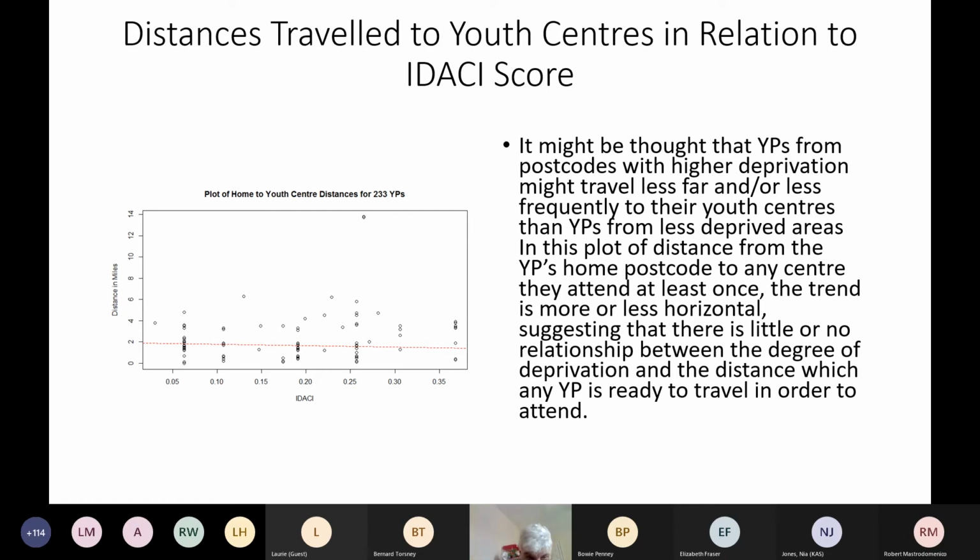And again, I took the least squares line, that is the line that is at minimal distance from all the points. And again, it's virtually horizontal, suggesting that the distance that young people can or will travel to a youth centre doesn't have a correlation with the Idarki score, which I must admit surprised me slightly, as I didn't think that would be the case, but it shows that you must be careful with your preconceptions.